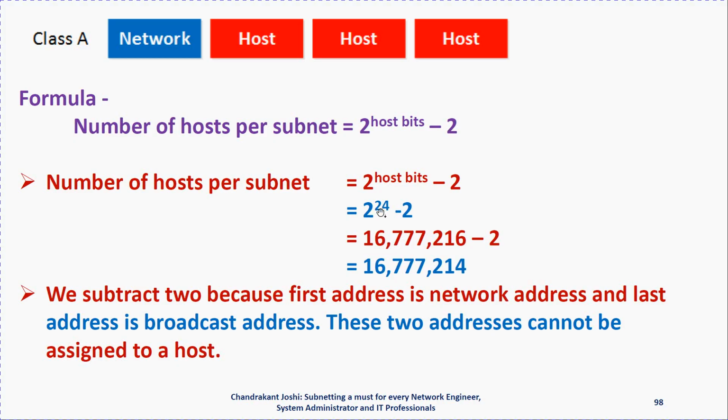So 2 to the power 24, we have already seen its value to be this much. So on subtracting 2, this becomes 16,777,214. So we can say that for a class A default subnet, there can be a maximum of 16,777,214 hosts. Remember, this is for the default subnet.